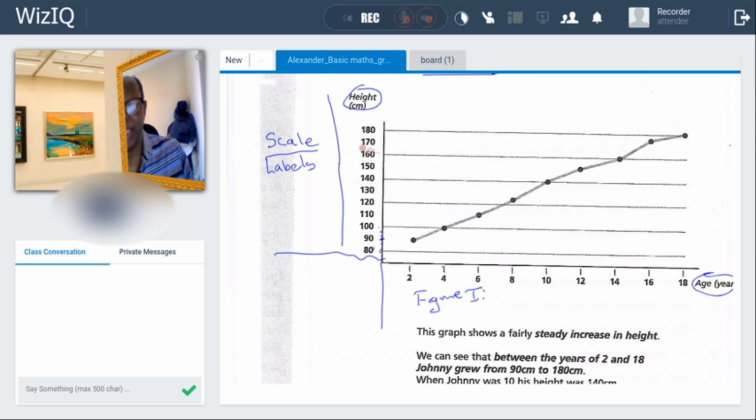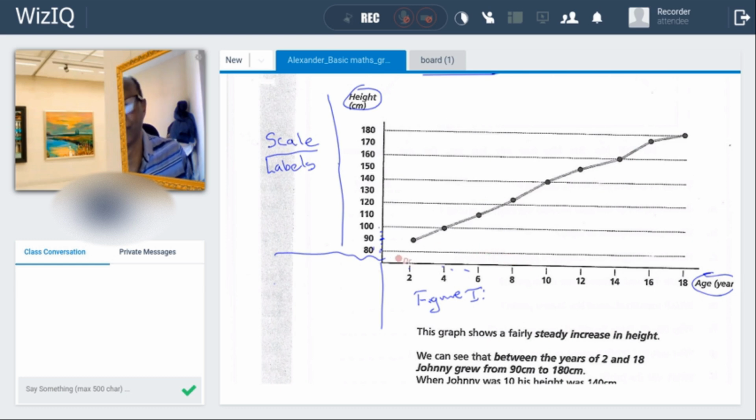So the height of the child is dependent on the age, but the age can change without the height changing. As I said, in stunted growth, the age will be greater, but the height will be lower. So this one is independent because it can change on its own. This one is dependent, depending on the age itself.